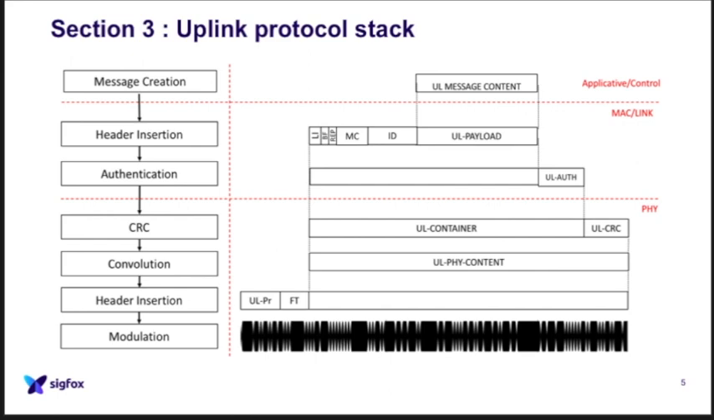Then the protocol implements an authentication and integrity check with an AES 128 algorithm in mode CBC. The next step is a CRC for error detection, a convolution code in case of multiple frame transmission, and last but not least, preamble and frame type insertion that helps the receiver to detect messages. The last step in the protocol stack is modulation, but it has been addressed in section 2 already.